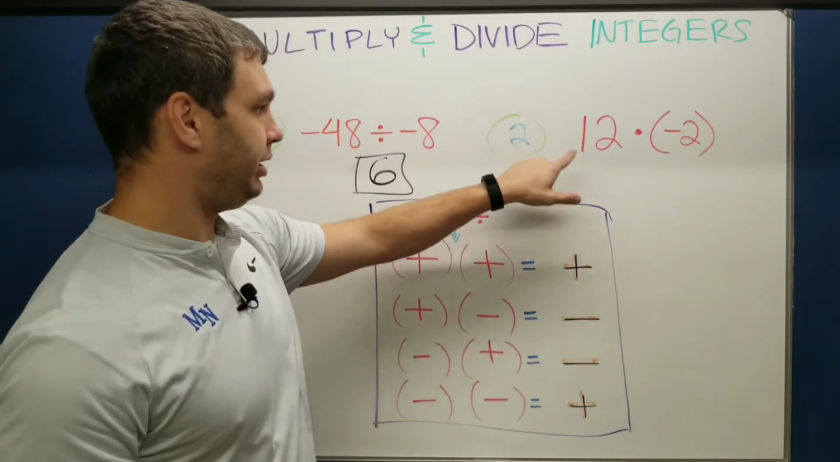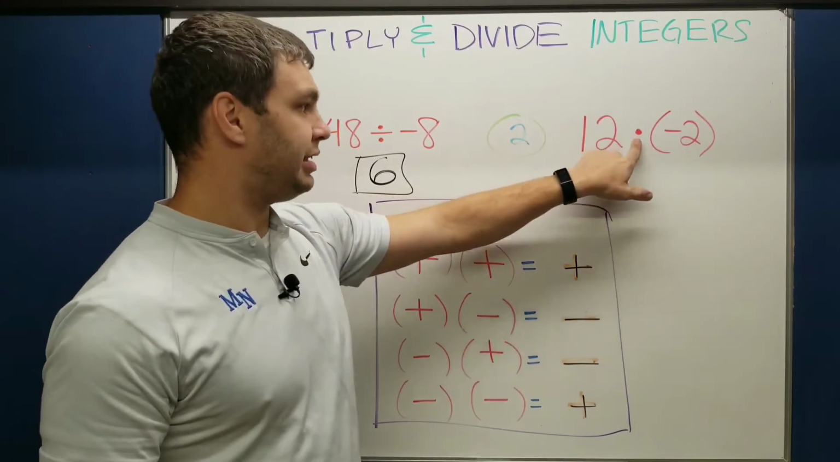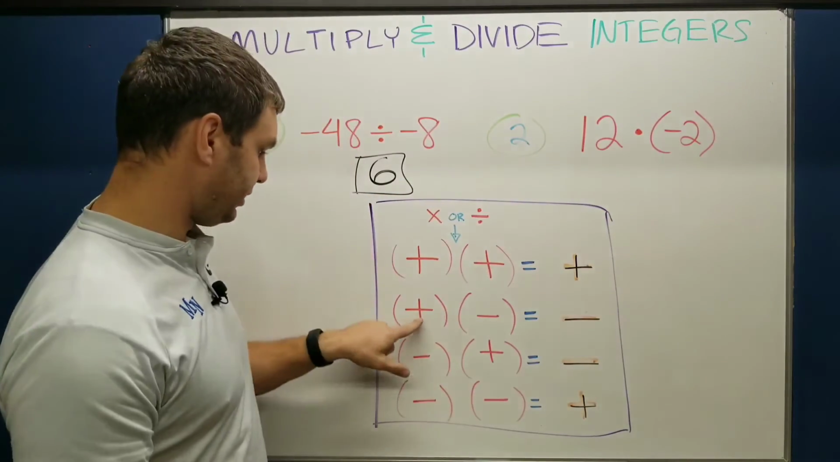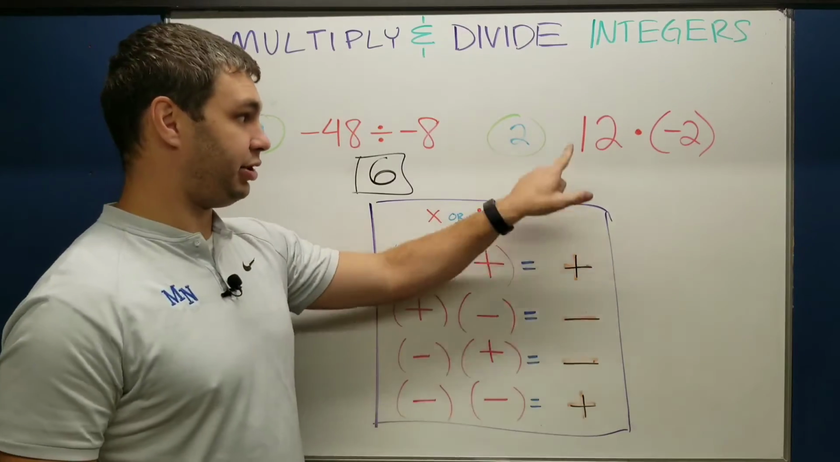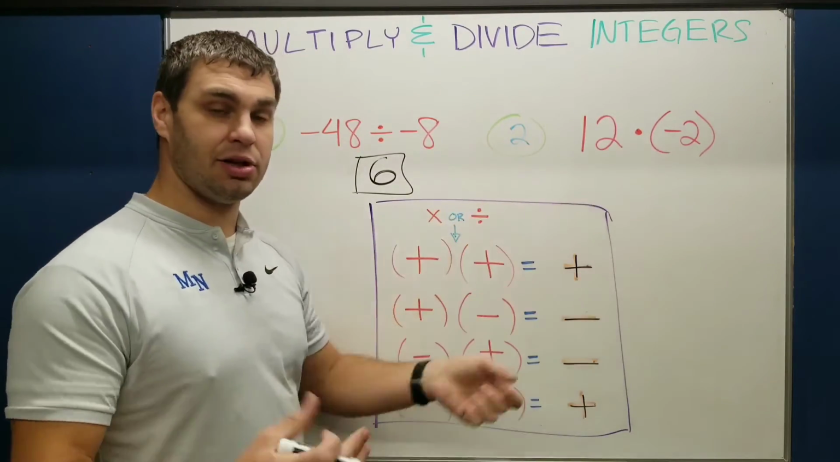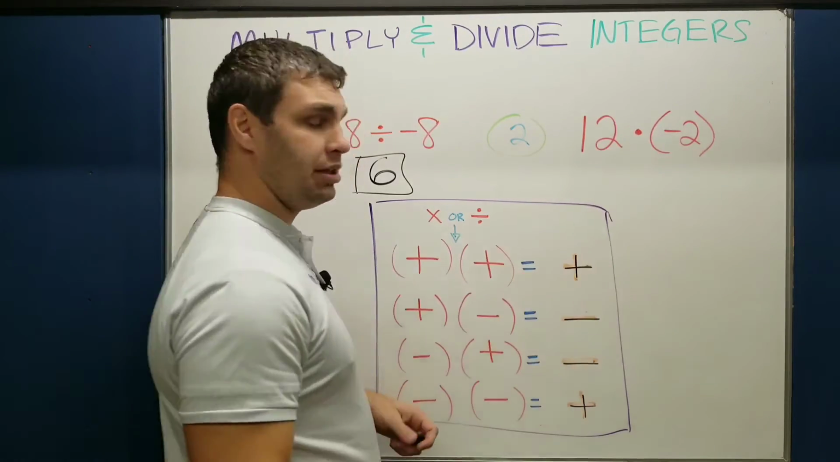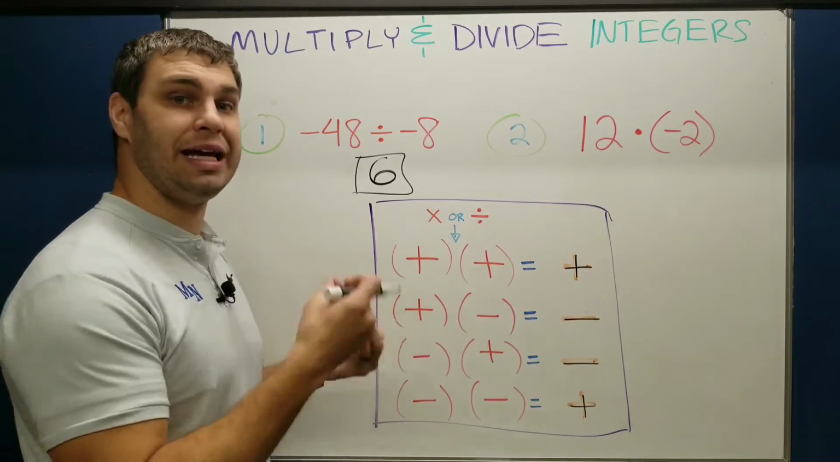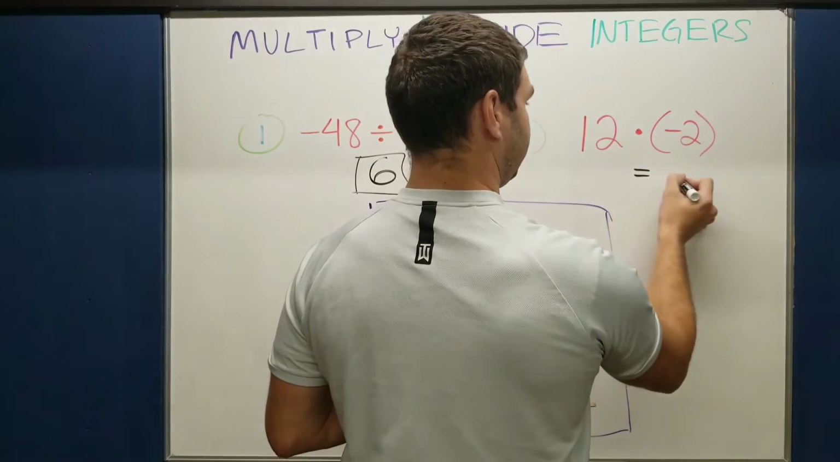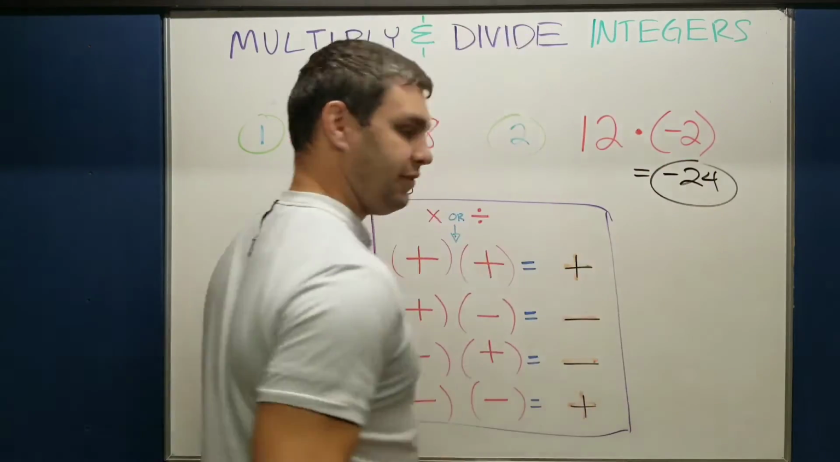Okay, what about this other one? Here we have positive 12 times -2. So positive, negative, our answer is going to be a negative. Or you could think the signs are different, so the answer is going to be a negative. Then just do the math. 12 times 2 is 24, and we need to make it a negative 24. So you can say equals negative 24 for the answer.